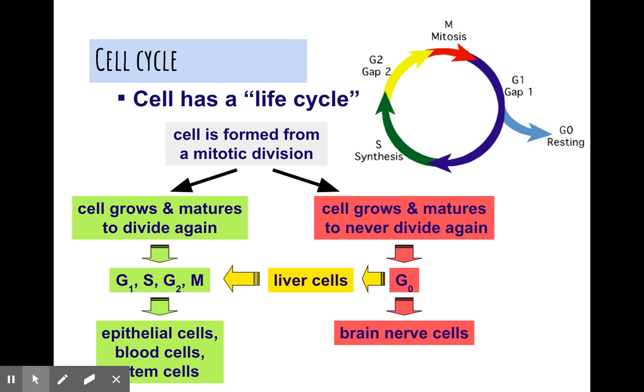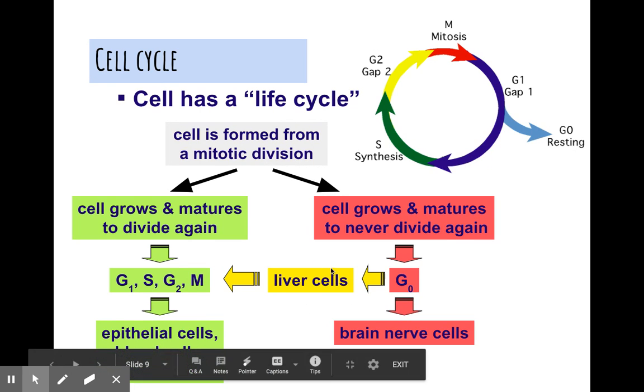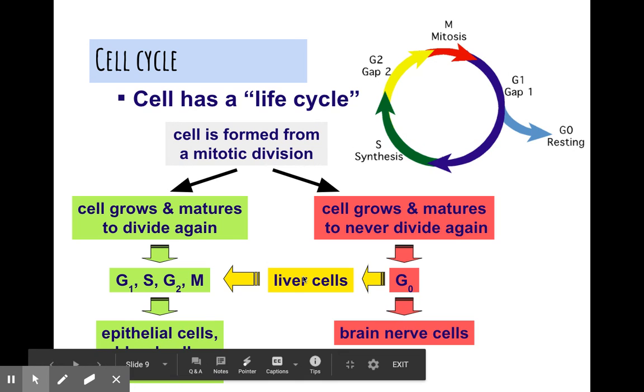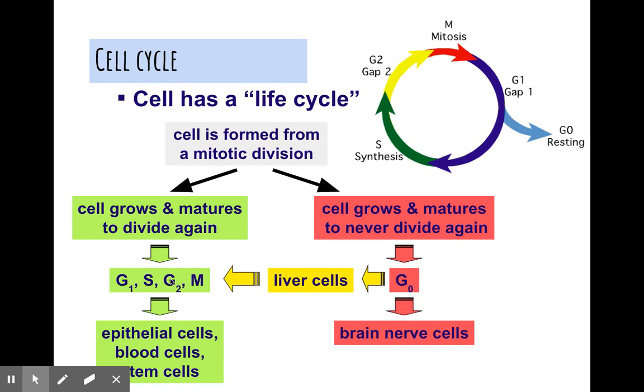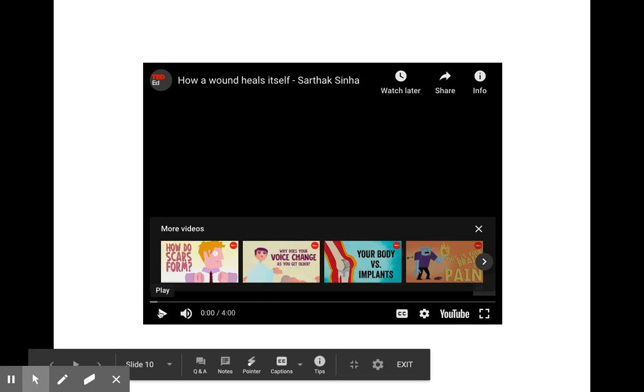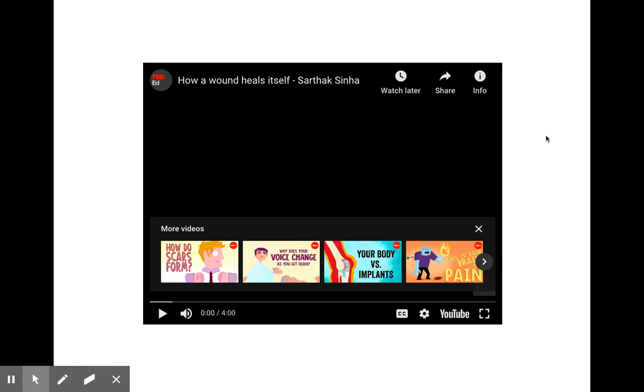However, there are some cells which are exceptions to the rule, and that would be our liver cells. Our liver cells are arrested in G0, meaning that they're in a working, non-dividing stage. However, if they sustain some sort of damage, they can be called to regenerate themselves. They can be called back. Here's a video on how a wound heals itself. I would suggest that you watch this, and you can see basically how our cells divide to heal a wound.